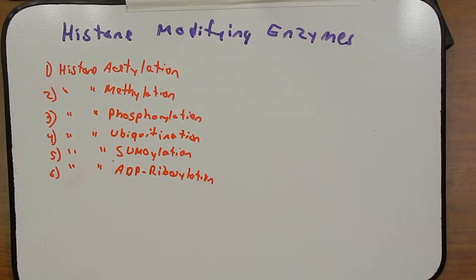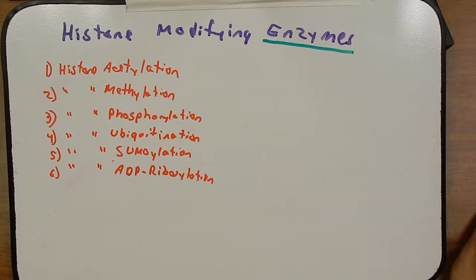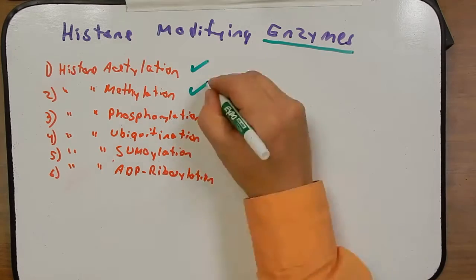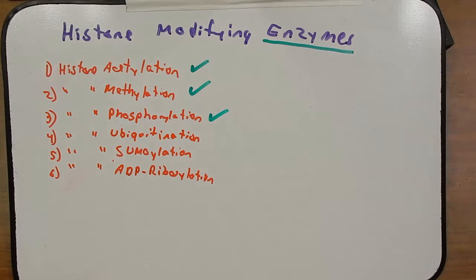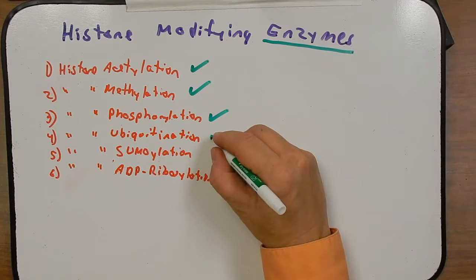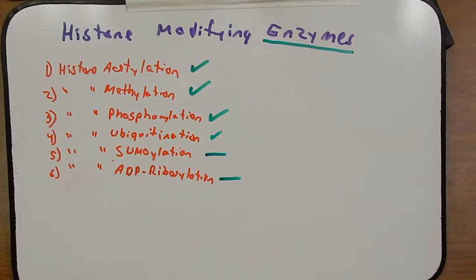All of these modifications covalently added a specific molecule to the histones. Adding a new covalent bond requires a great deal of energy. So what we want to do today is talk about these enzymes that do this act. And we're going to focus primarily on histone acetylation, histone methylation, and histone phosphorylation. I'm going to say just a little bit about histone ubiquitination and the enzymes involved, but not much. And I'm not going to talk about sumoylation or ADP ribosylation as far as the enzymes that are involved.